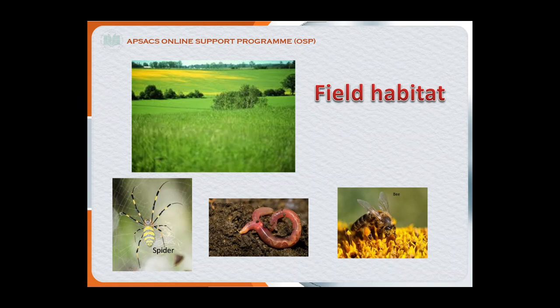Some examples are spider, earthworm and bee. The spider lives in the plants. The spider makes the web among the plants, but the earthworm lives in the soil, and the bee lives in the flowers or in the plants of that habitat.